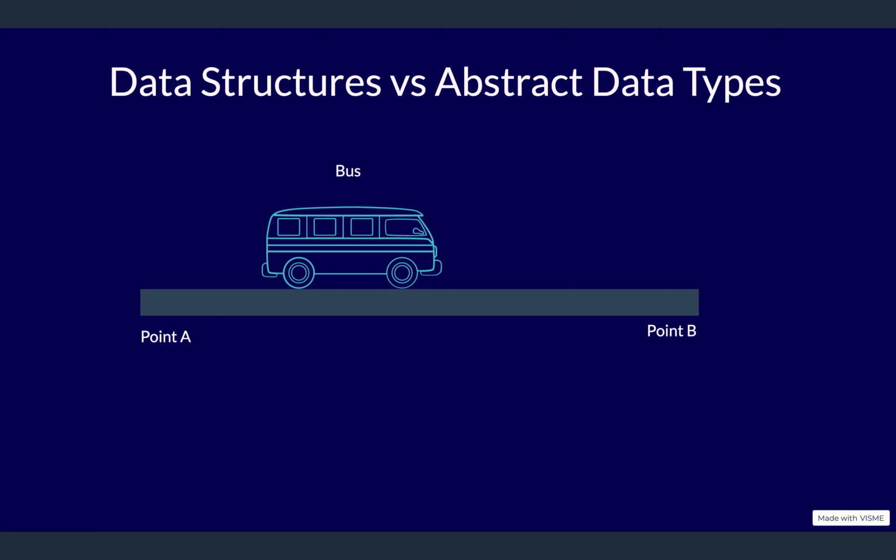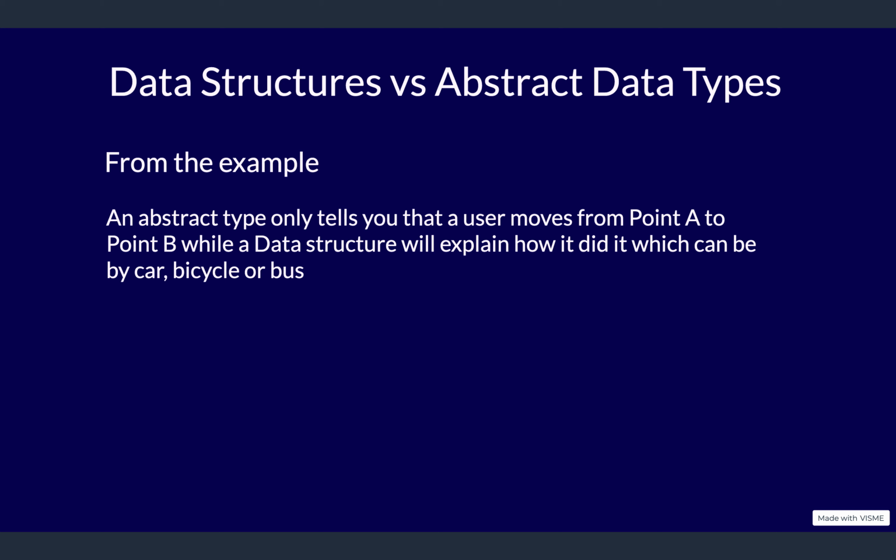So in this example, an abstract data type only tells you that a user moves from point A to point B, while a data structure will explain how it achieved it, which can be by car, bicycle, or bus. We can see that a data structure provides more information about how the user moves from point A to point B. Therefore, we can say that the abstract data type is like an abstraction over the data structure.